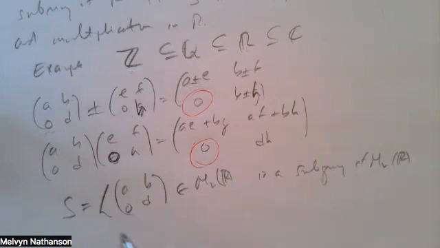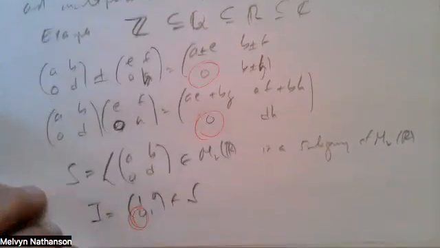So this set of matrices with 0 in the lower left-hand corner is closed under addition and subtraction, so it's a subgroup of this set of matrices under addition. It's closed under multiplication. That's a subring. Notice it also contains the identity, because the identity matrix, fortuitously, also has a 0 in the lower left-hand corner.